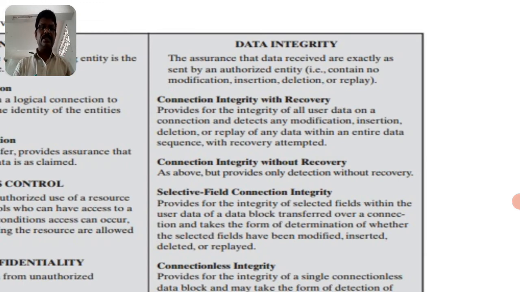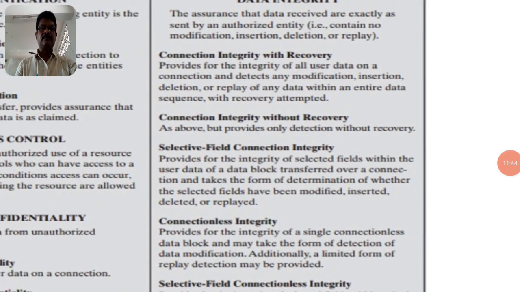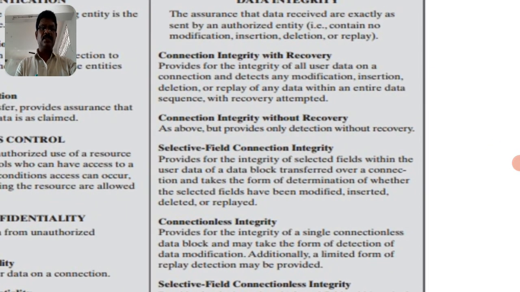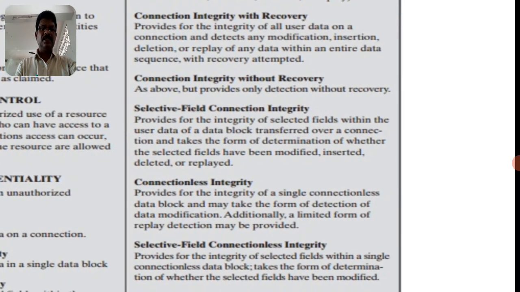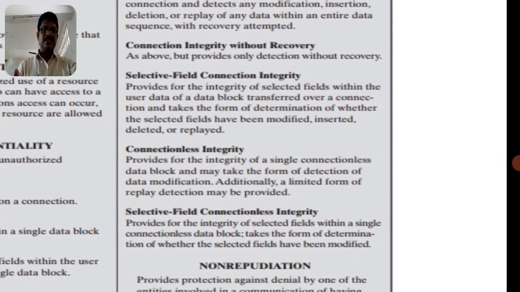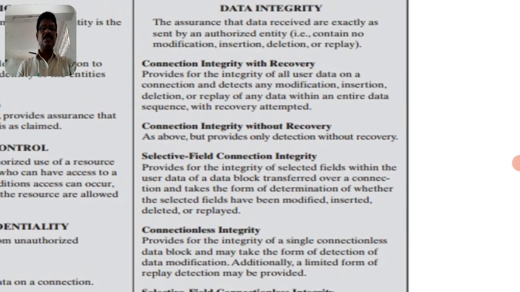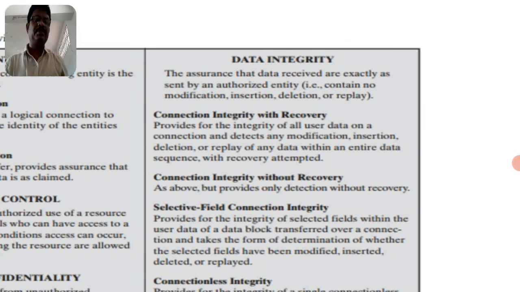So the connection-oriented integrity with recovery, the connectionless integrity with recovery, the connection-oriented integrity, the connectionless integrity, and the selective field connectionless integrity. So here you can observe integrity may be considered in the connection oriented with recovery, connectionless with recovery, connectionless integrity, connection oriented integrity, and the selective field communication integrity. So these are all the integrity factors.